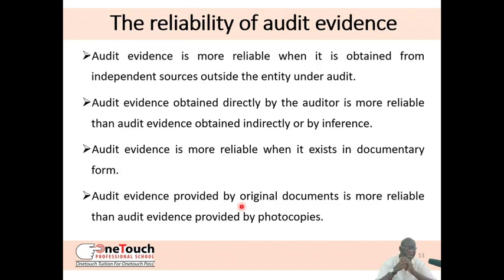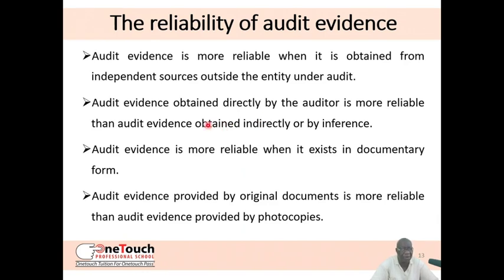The reliability of audit evidence. How do you rely on audit evidence? Audit evidence is more reliable when it is obtained from what? Independent sources. So it means that if you obtain confirmation from outsiders, it's more reliable than audit information you obtain within the organization. Audit evidence obtained directly by the auditor is more reliable than what? Audit evidence obtained indirectly. So if a client gives you information, versus you yourself testing, what you have tested and got is more reliable than the one that is given to you.